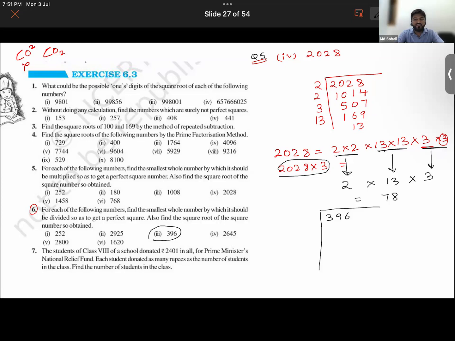You have to study cube and cube roots now. That is also part of the syllabus. Cube and cube roots. The next chapter is cube and cube roots. Okay, that one is also an interesting chapter.